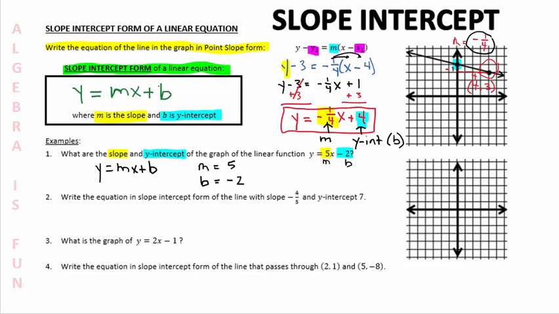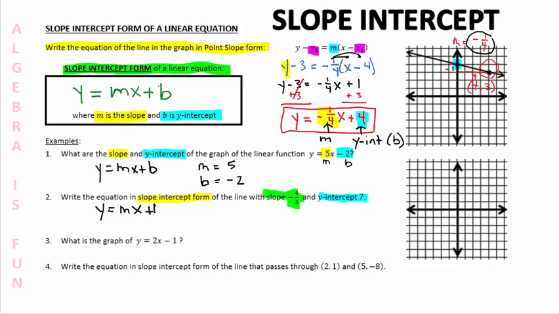Okay, let's look at example 2 now. Example 2 says to write the equation in slope-intercept form of the line with a slope of -4/5, that's the slope, and a y-intercept of 7. So let's write down our equation. The equation for slope-intercept form is y equals mx plus b.